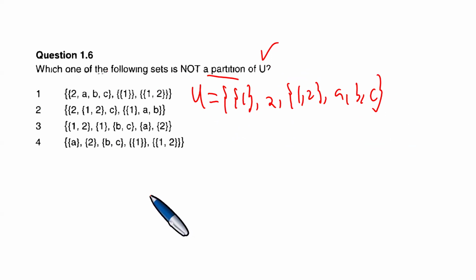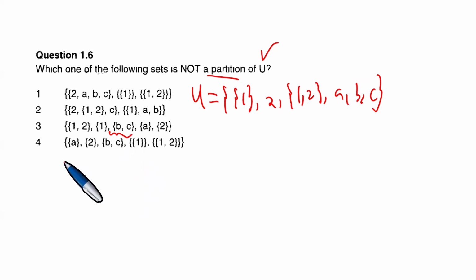We need to look very carefully and realize which set would not be a partition. You would realize that this set here contains 1, 2, it contains 1 as well, and it contains BC, which does not appear here. So this set here cannot be a partition. The partition of U contains subsets of U. But we are assured that the subset BC is not there, because this BC is not a member of U.